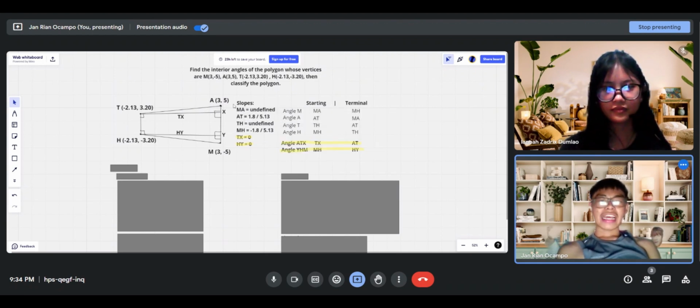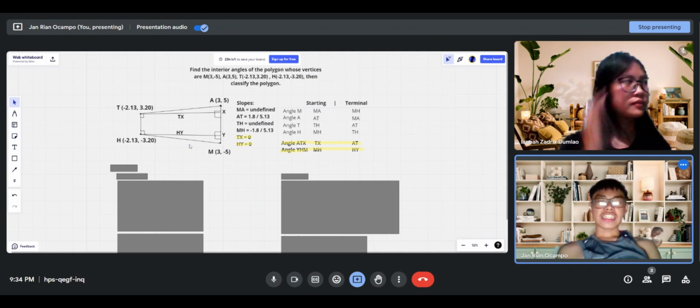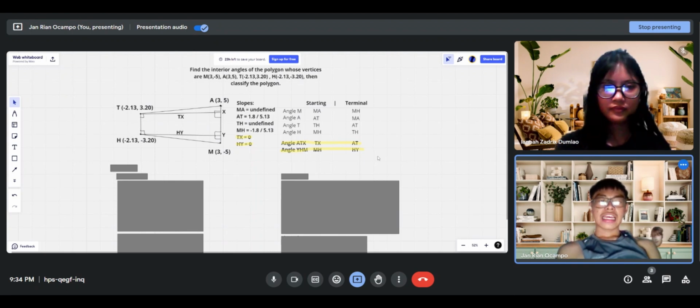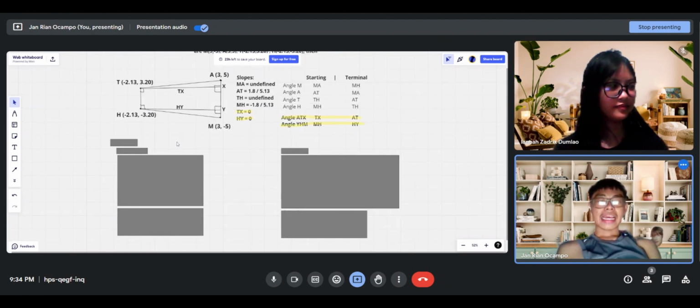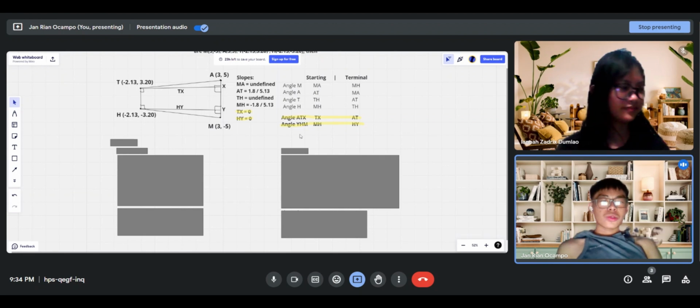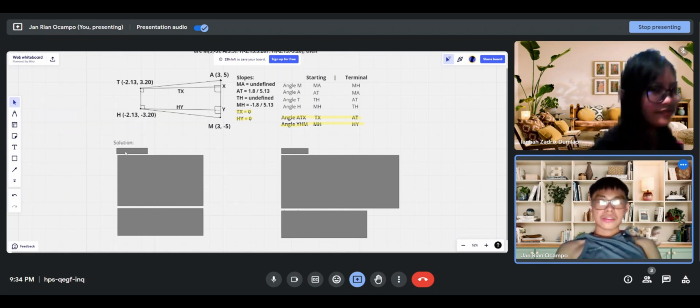And then we will need to find angle ATX and angle YHM, with their starting side of TX and terminal side of AT, and then starting side of MH and terminal side of HY. Okay, let us find these two angles with our solution.